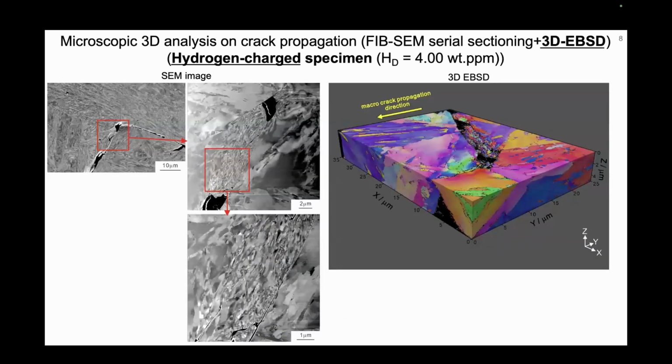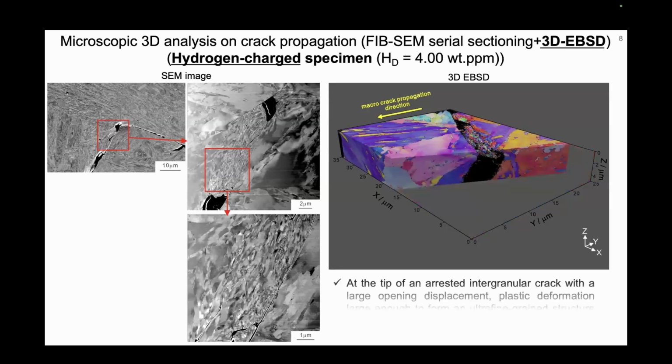Next, I want to explain the local plastic deformation behavior around the arrested intergranular crack tip. As shown in this SEM image, ultra-fine grained structures with grain size less than 1 micrometer are formed around the intergranular crack. Here is the intergranular crack. And this is a 3D EBSD orientation map of the same area. From this arbitrary section, we can consider that in this analyzed volume, the crack propagation direction is plus Z direction, and the opening displacement is very large. So at the tip of the arrested intergranular crack with a large opening displacement, plastic deformation large enough to form this kind of ultra-fine grained structure sometimes occurred locally.